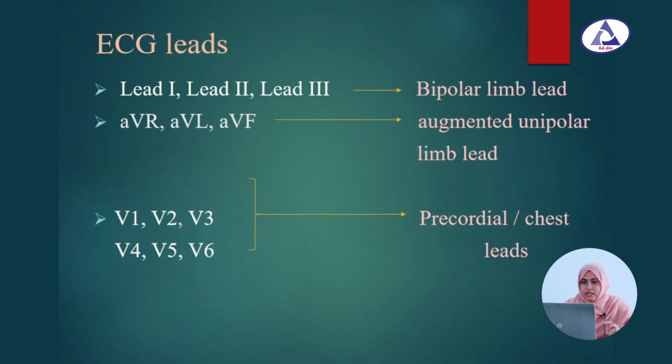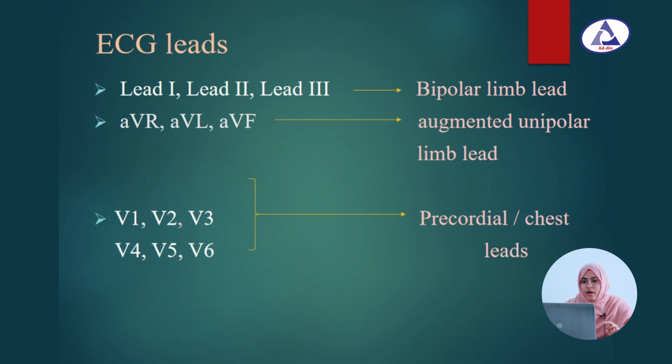There are 12 ECG leads: lead 1, lead 2, lead 3. These 3 leads are called bipolar limb leads. Then lead AVR, that means augmented voltage right arm, AVL, augmented voltage left arm, and AVF, that means augmented voltage left foot. And 6 precordial or chest leads, that is V1, V2, V3, V4, V5 and V6.